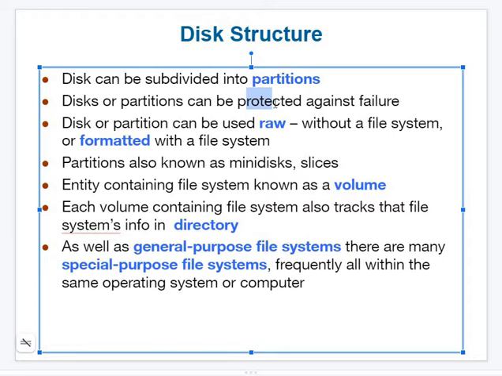Even though the hard disk crashes, it affects only the C drive where we have installed the operating system. D drive, E drive onwards will be safe. That's why it is protected against failure of the operating system. Okay, so we can use the hard disk either in a raw state or after the format state.